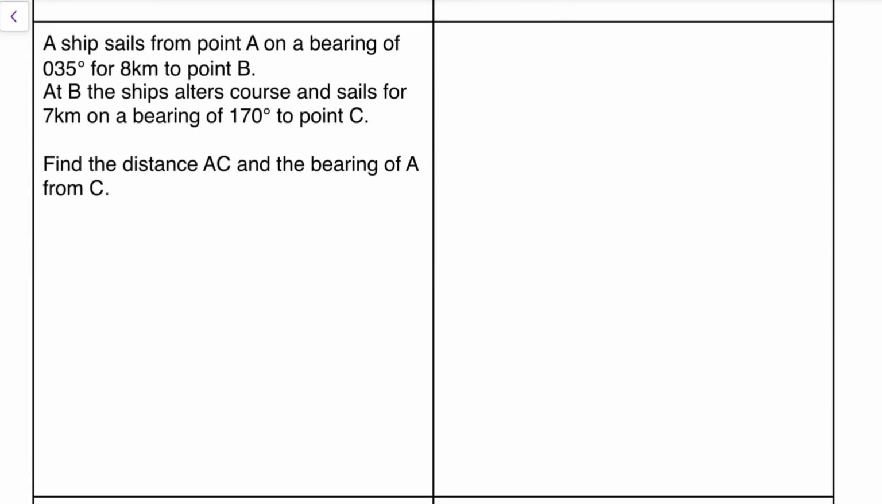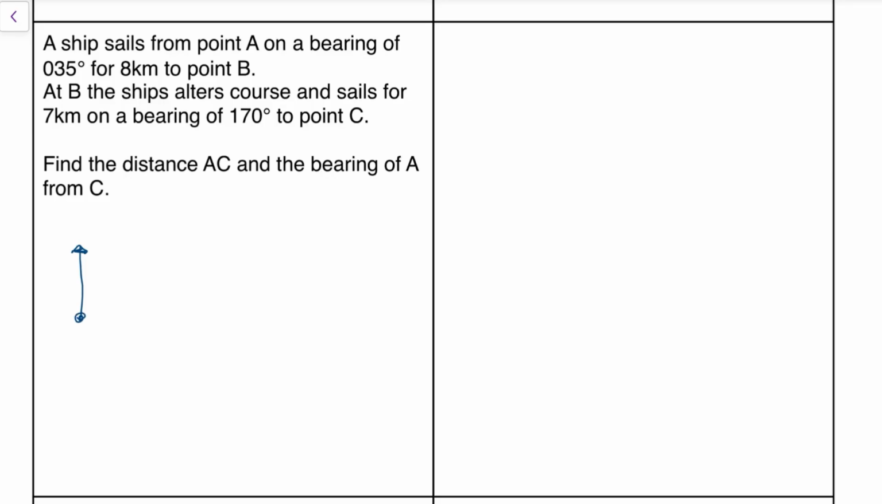Bearings. Now, from experience, people do not like bearings. So let's do this one carefully and let's lay this one out. A ship sails from point A on a bearing of 35 degrees for 8 kilometers to point B. I would say it's quite important to get a reasonably good diagram here. It doesn't mean exact, don't spend ages trying to do it, but do try and get it reasonably precise, because that allows you then just to take your angles off.